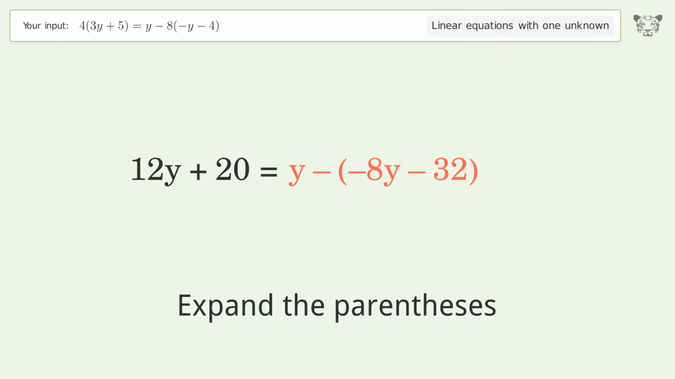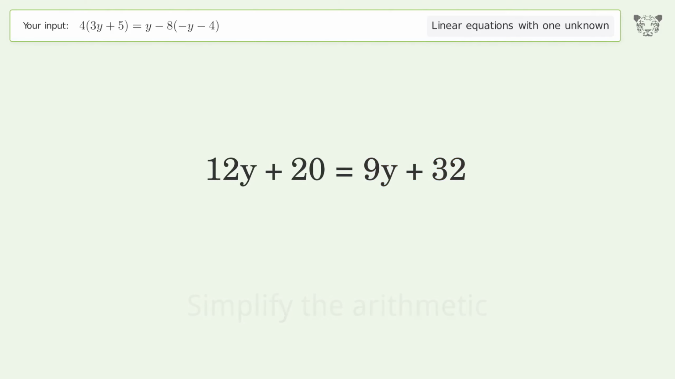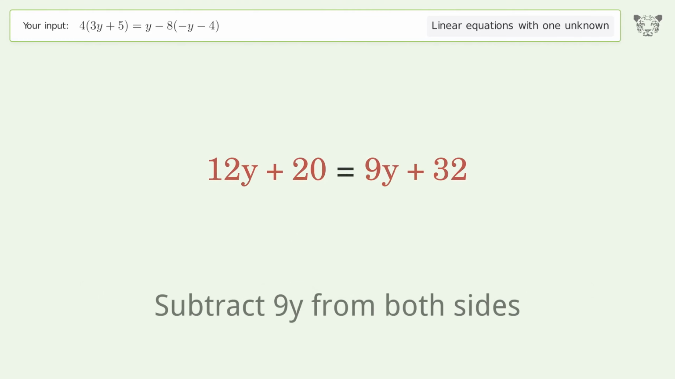Expand the parentheses. Simplify the arithmetic. Group all y terms on the left side of the equation. Subtract 9y from both sides.